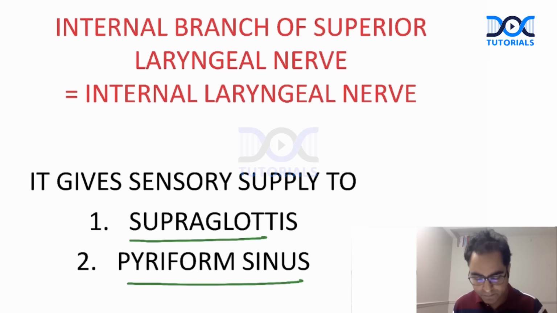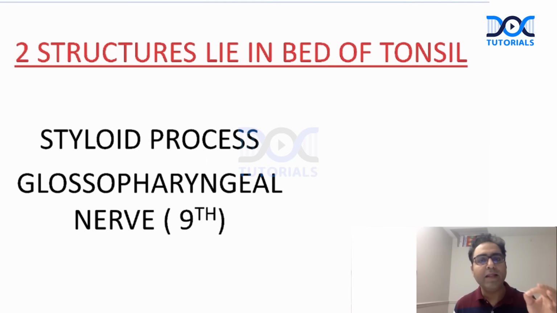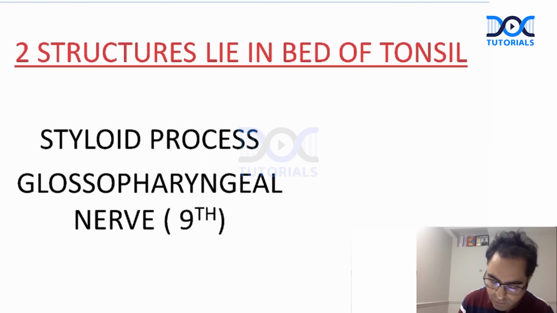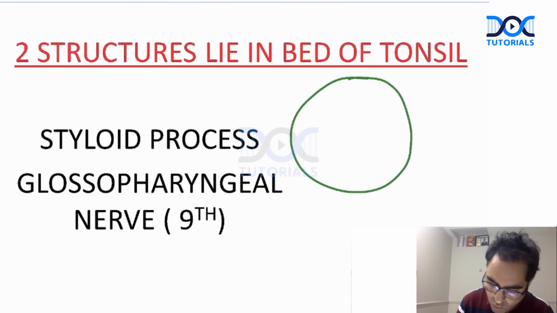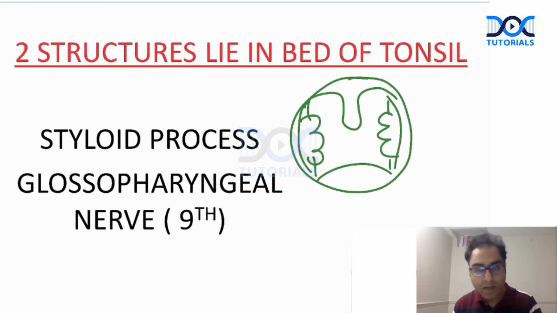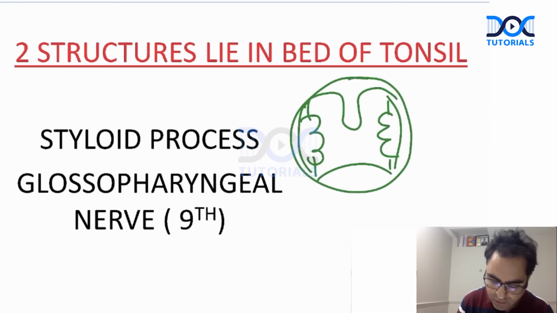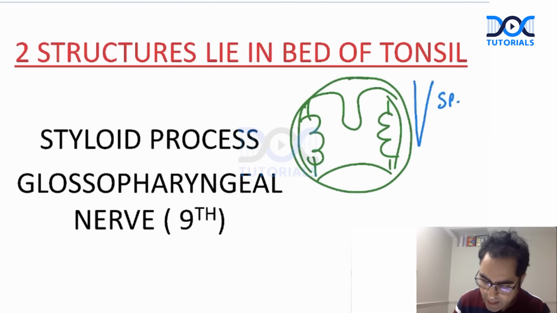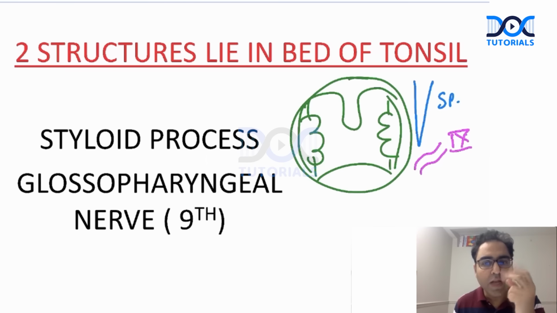Okay, applied anatomy. Two structures lie in the bed of tonsil. Guys, if you remember, this is your oropharynx area, and in the oropharynx area, this is your tonsil area. In the tonsil bed, you have two important structures. Number one is, of course, the styloid process. And number two, there is a nerve over there, the ninth nerve, the glossopharyngeal nerve. So two structures lie in the bed of tonsil: styloid process and glossopharyngeal nerve.